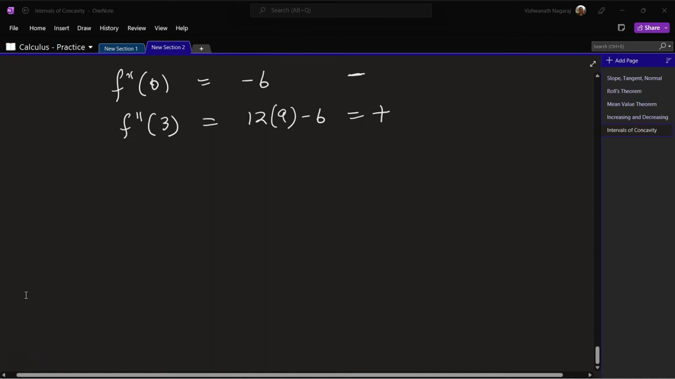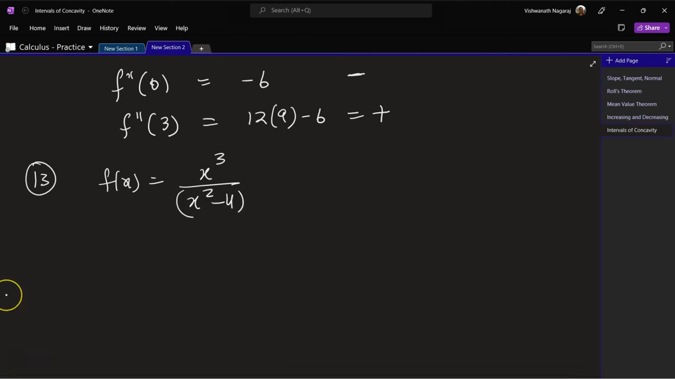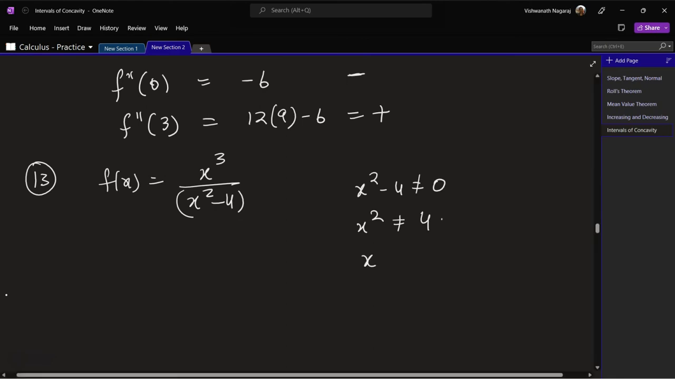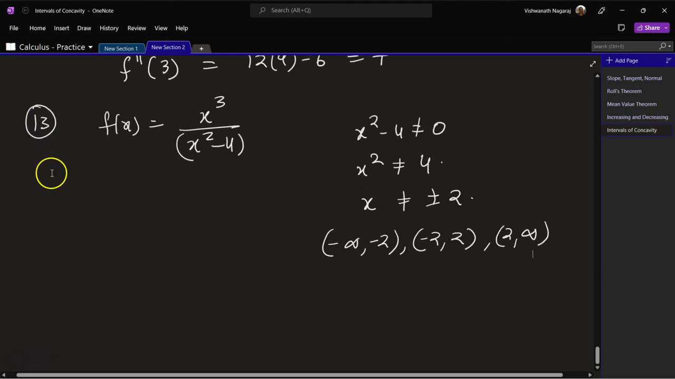Let's look at the 13th one. f of x is equal to x cube by x square minus 4. Immediately we know the denominator cannot be 0. So x square minus 4 cannot be equal to 0. So x square cannot be equal to 4, which means x cannot be equal to plus or minus 2. So as per this, the intervals are going to be minus infinity to minus 2, minus 2 to 2, and 2 to infinity. Now let's differentiate.